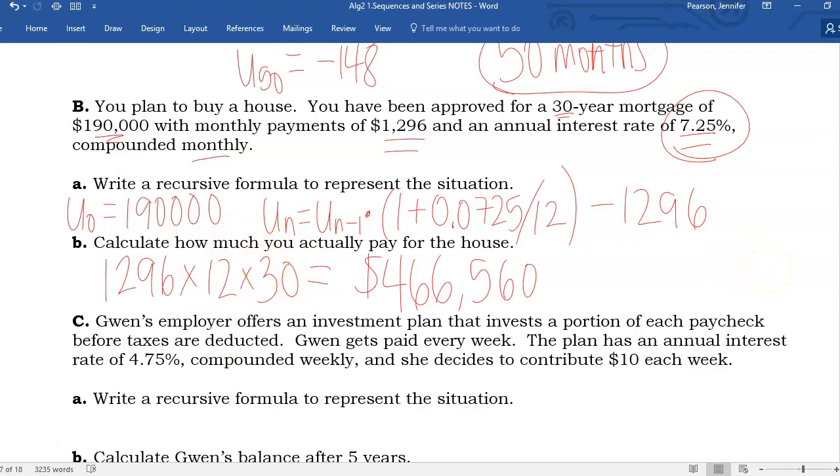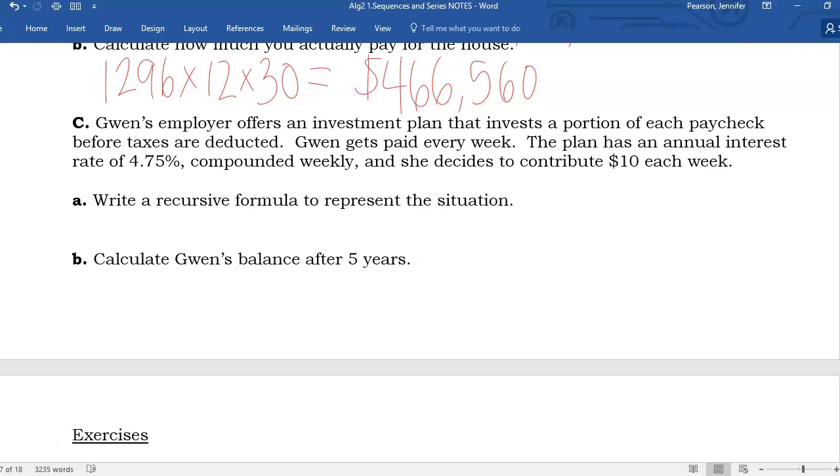Anyway, one more example. Gwen's employer offers an investment plan that puts a portion of her paycheck before taxes into a savings account. She gets paid every week, and the plan has an annual interest rate of 4.75% compounded weekly. She plans to just put in $10 a week. Okay? So we're going to write the formula. U0. How much money do we start with? Well, this is a brand new account. Brand new accounts are empty. We're starting with nothing. And then we're going to add some interest to that.